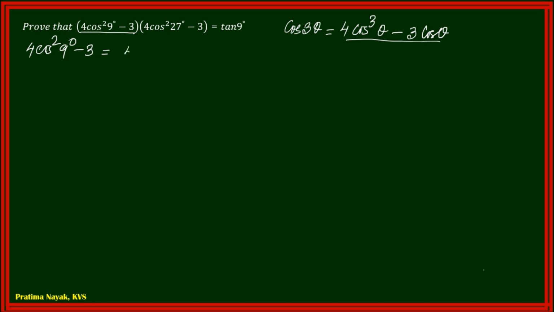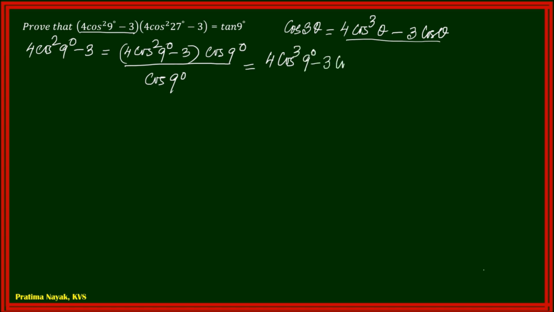So both in the numerator and denominator, I'll multiply by cos 9 degree. Then the numerator will be 4 cos cube 9 degree minus 3 cos 9 degree, whole upon cos 9 degree, and the numerator will be cos 3 times of 9 degree, that will be cos 27 degree, over cos 9 degree.